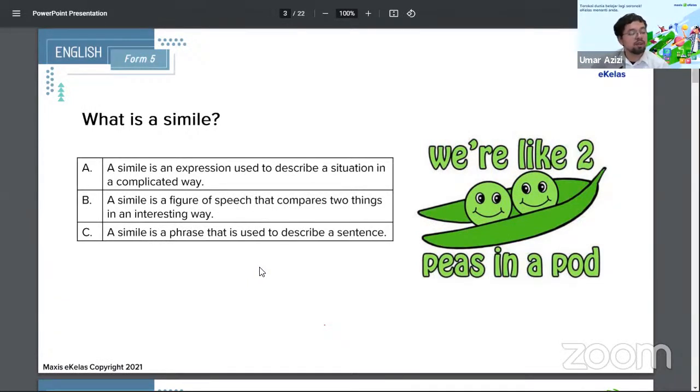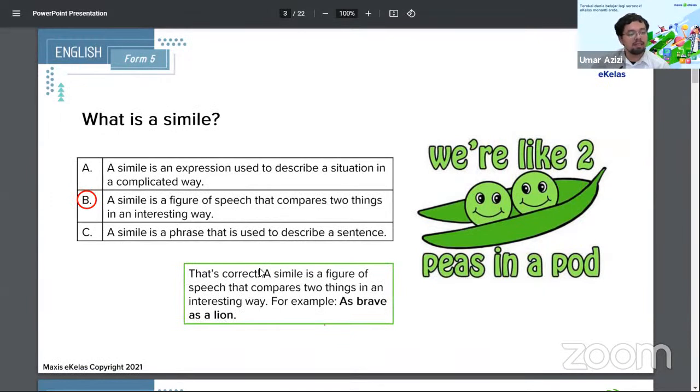So the answer for this one is B. A simile is a figure of speech that compares two things in an interesting way. It's important to guess anyway. For example, as brave as a lion. So is this a way to compare things in an interesting way? Similes in a way make it fun for us to use language.